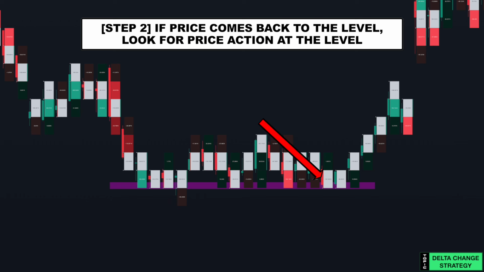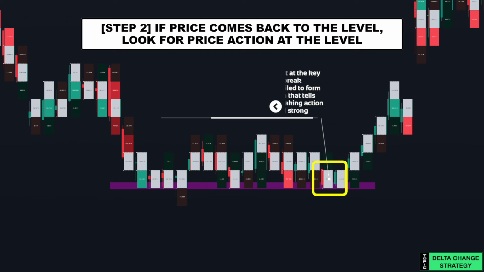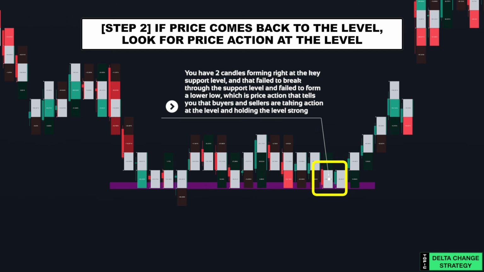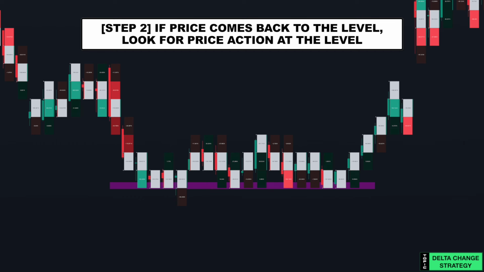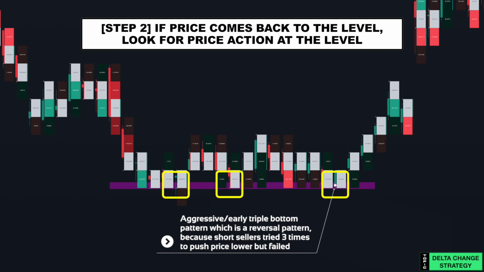Step 2. If price comes back to the level, look for price action at the level. Price comes back to the key level, and you have 2 candles forming right at the key support level, and that failed to break through the support level and failed to form a lower low, which is price action that tells you that buyers and sellers are taking action at the level and holding the level strong. This then also means you have a triple bottom pattern, which is a reversal pattern because short sellers tried 3 times to push price lower but failed.